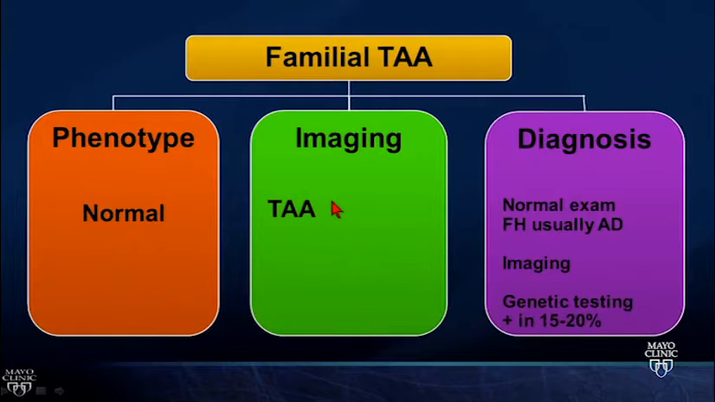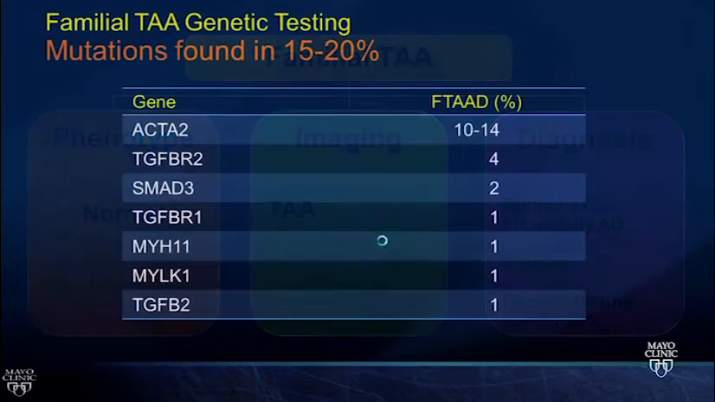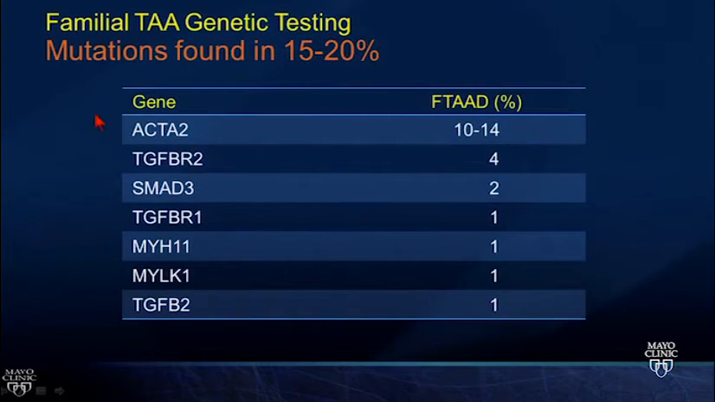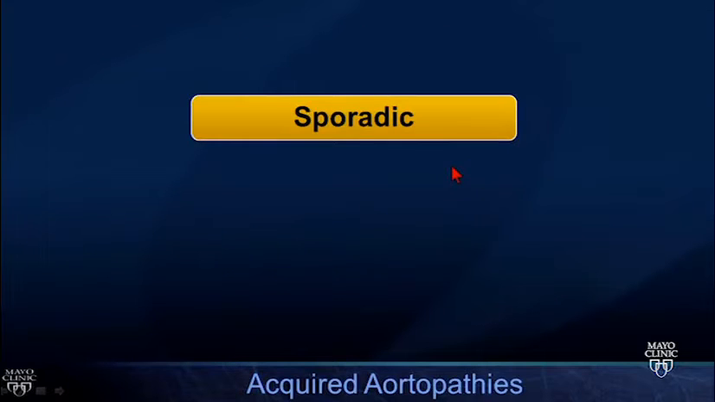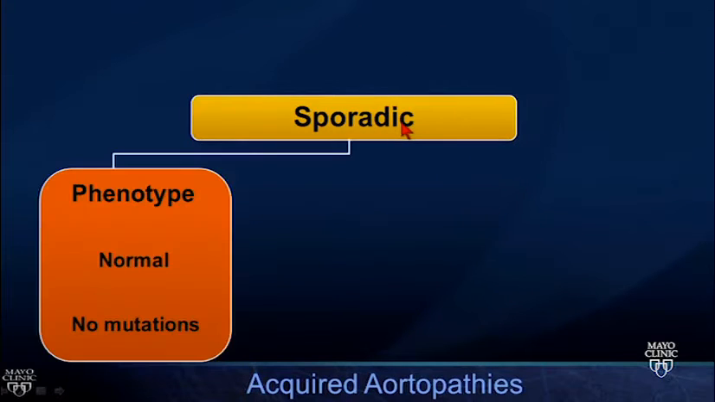They do have thoracic aortic aneurysms, usually an autosomal dominant inheritance pattern. And when you do genetic testing with the panels that we use, which have about 20 tests, you'll only get a definite genetic diagnosis maybe 15 or 20% of the time in these people. In this one series, one of the actin mutations was the more common one, but in other series this hasn't been true, it's mixed. So these are our etiologies.